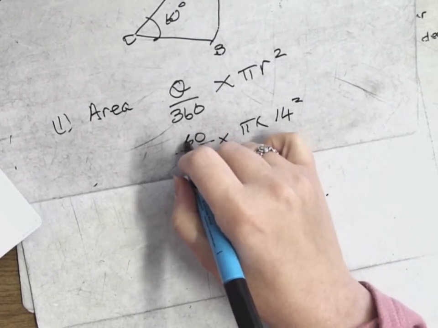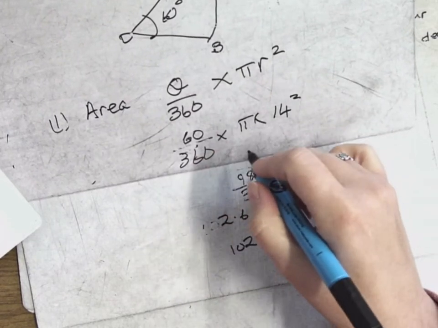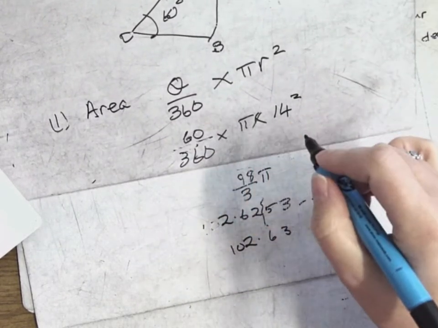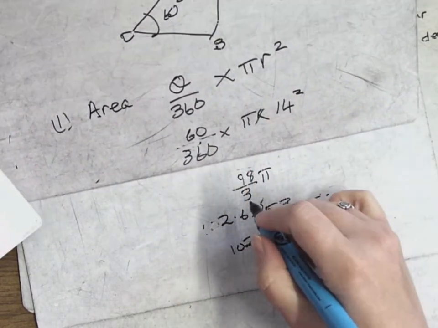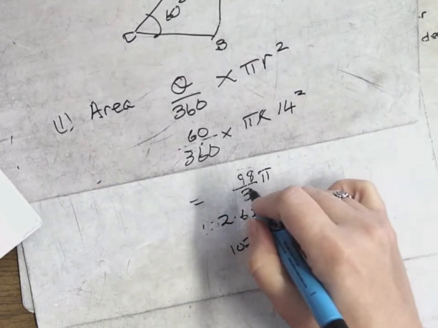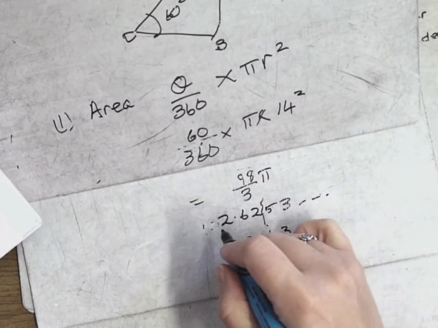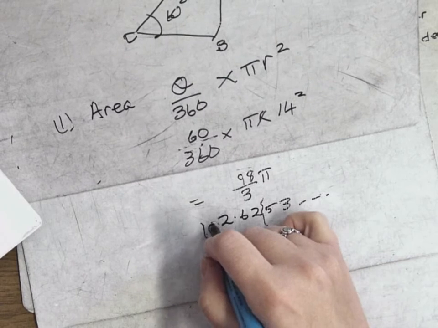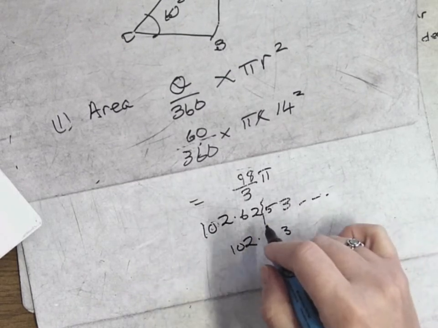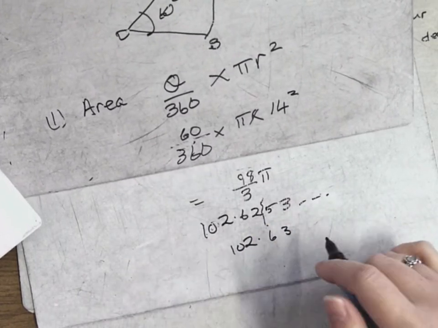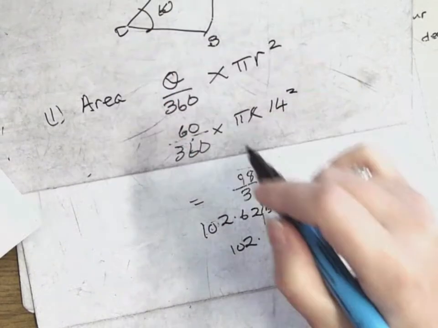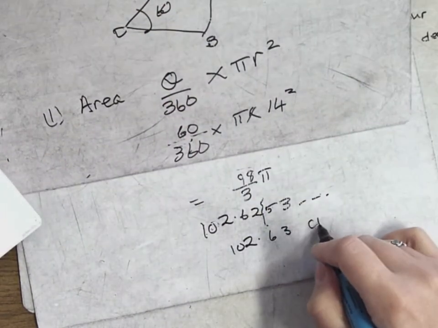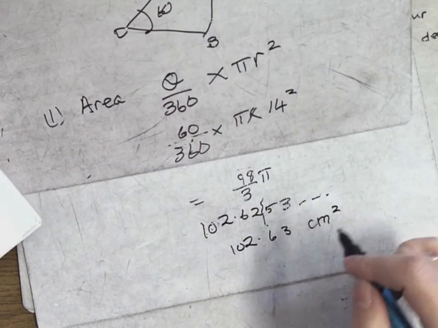So that's 60 over 360 multiplied by pi multiplied by 14 squared, which turns out to be 98 over 3 pi, which is 102.625. When you round that, that's 102.63, and it's an area, and that was in centimeters, so the area is in centimeters squared. Is that okay?